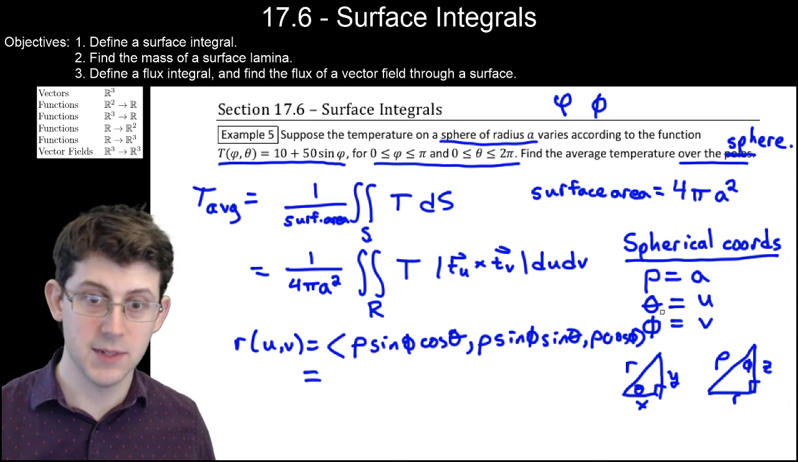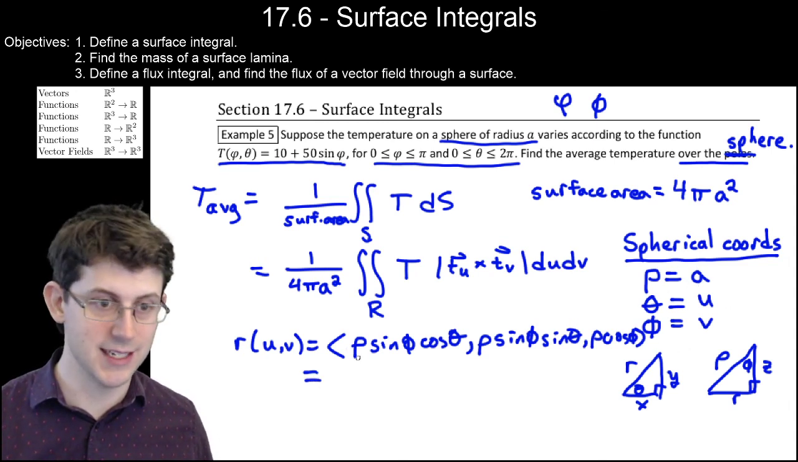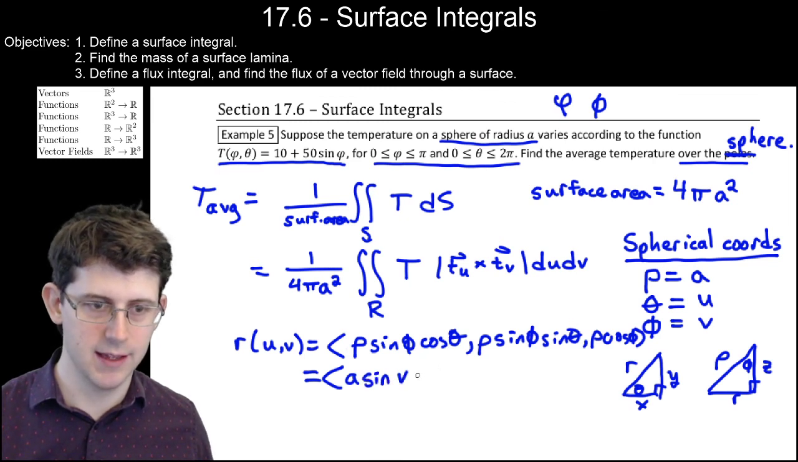But I have new names for rho, theta, and phi. Rho is a constant a. Phi I'm calling v, and theta I'm calling u.